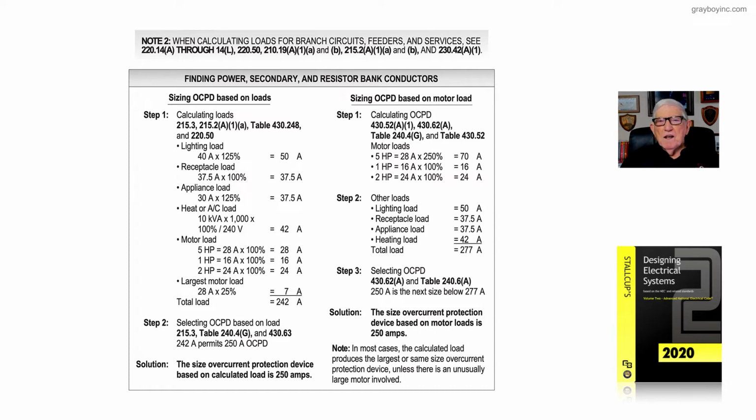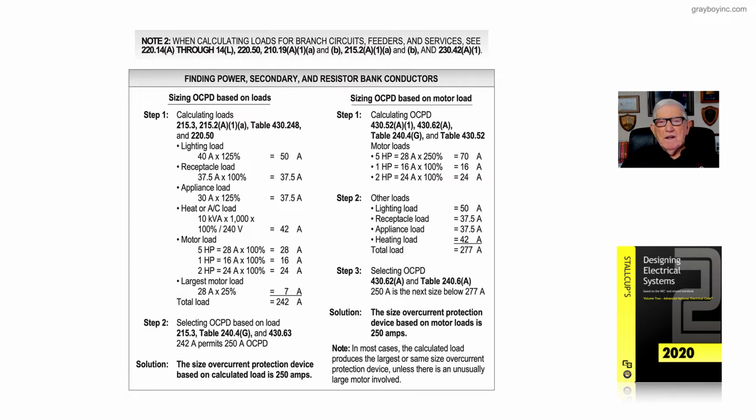Now, sizing the overcurrent device based upon the motor load. Step 1, of course, we're applying the sections you see listed under step 1. So the 5 horse is 28 amps at 250%. Now we'll get into sizing, but basically speaking, an inverse time circuit breaker under most conditions, from table 430.52 and section 430.52(C), is 250%. So 250% of 28 is 70 amps, and that is a standard device size from table 240.6(A). The 1 horse is 16 amps at 100%. The 24 amp 2 horse is at 100%.